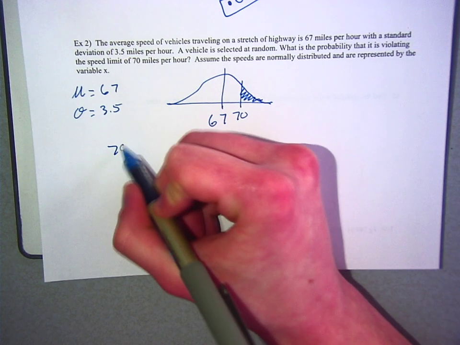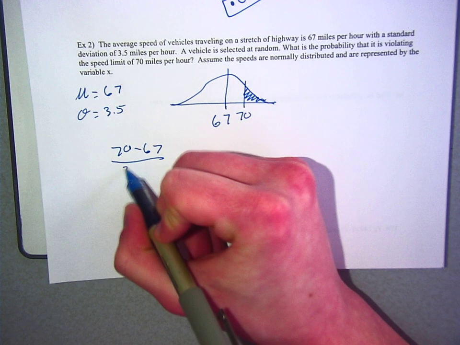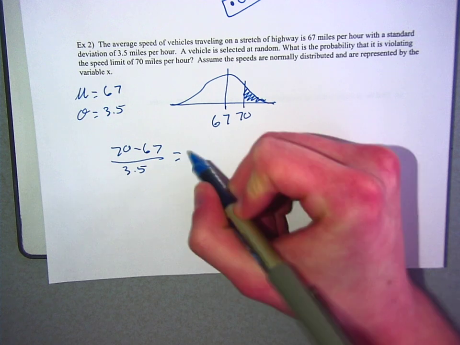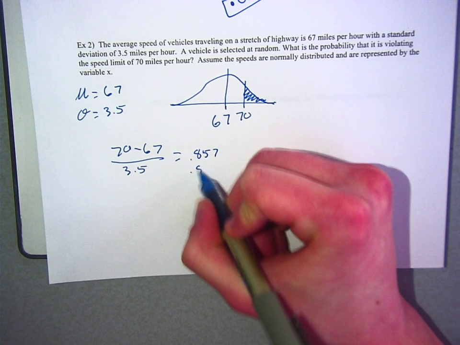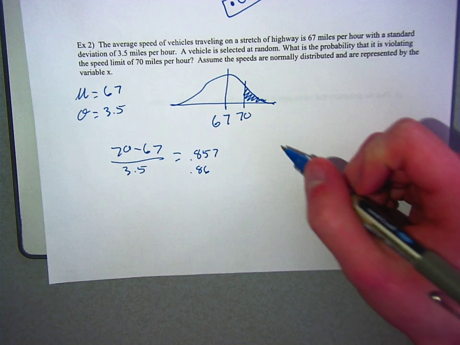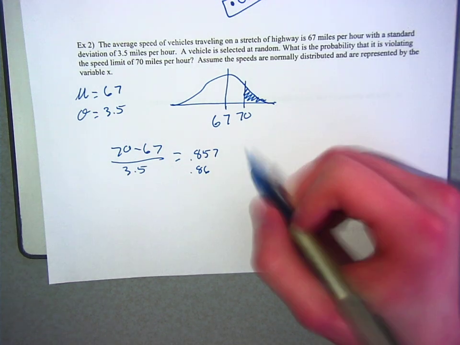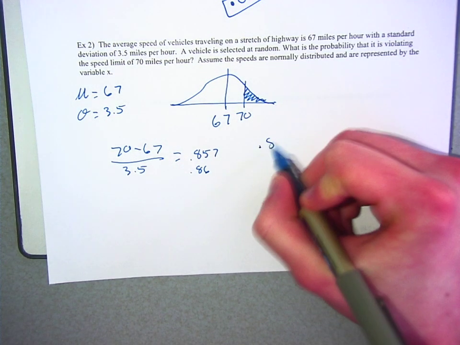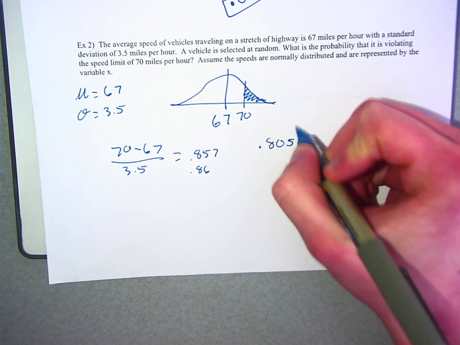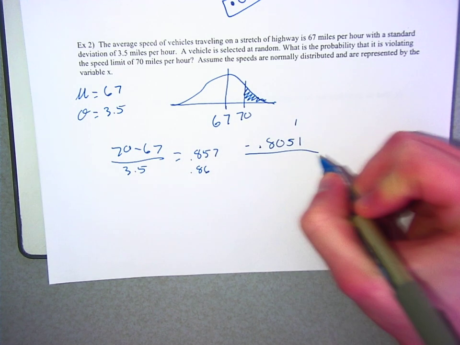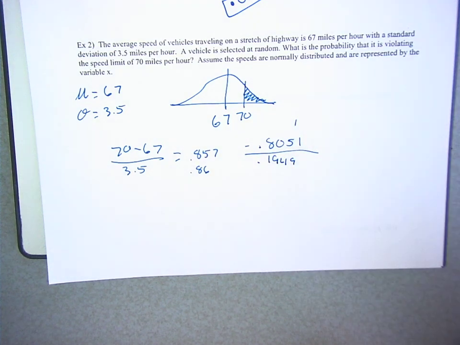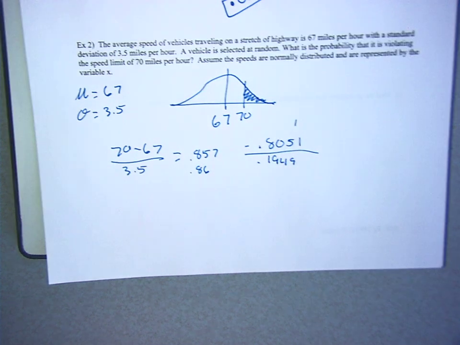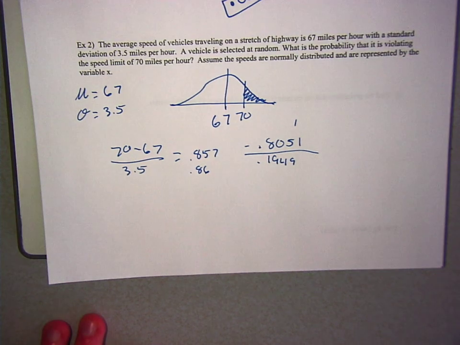So we'd have 70 minus 67 over 3.5, which is equal to 0.857, which we rounded up to 0.86. And then if you look on your sheet, that's 0.8051, but you need to subtract that from 1 since it's on the right, which gives you 0.1949. Nice, everybody agree? Michael, get a prize.